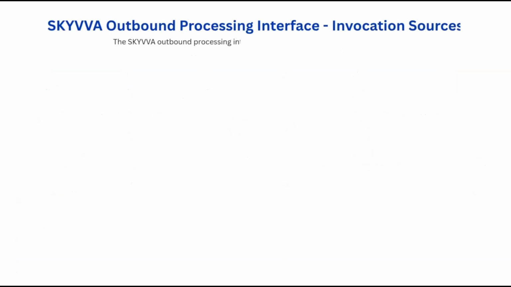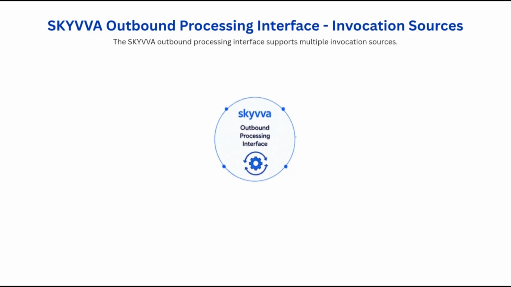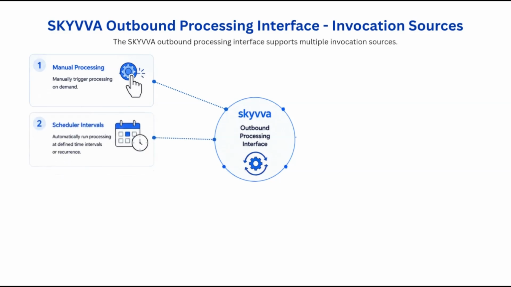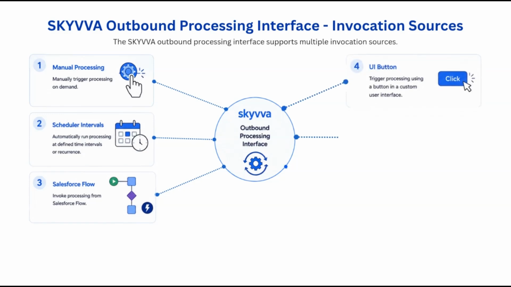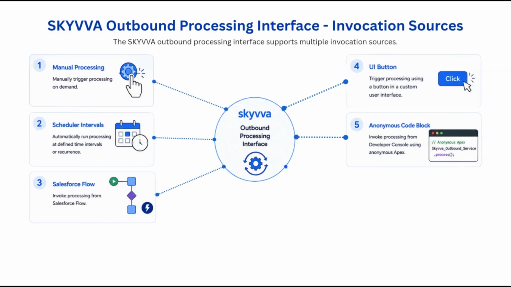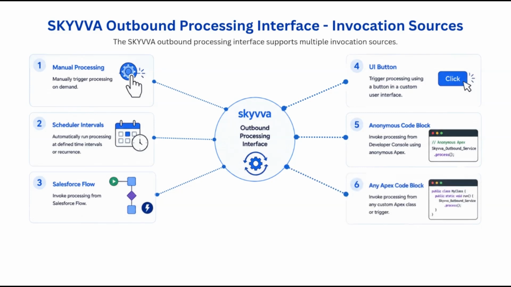As we've seen, the SKYVVA Outbound Processing Interface offers multiple ways to trigger outbound integrations, giving you the flexibility to choose the approach that best fits your business requirements. You can start processing manually, schedule it to run automatically at defined intervals, invoke it from a Salesforce flow, trigger it through a custom UI button, execute it using anonymous Apex from the developer console, or call it directly from any Apex class or trigger.